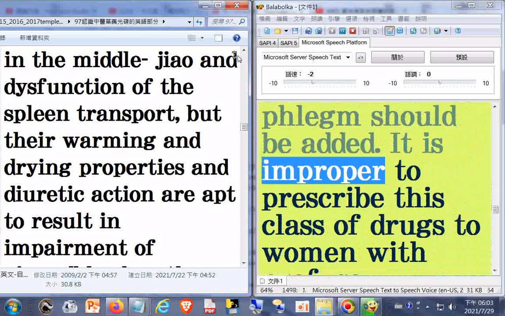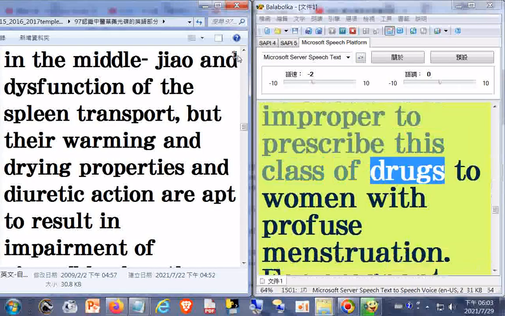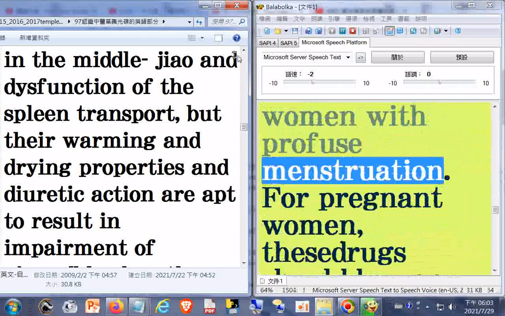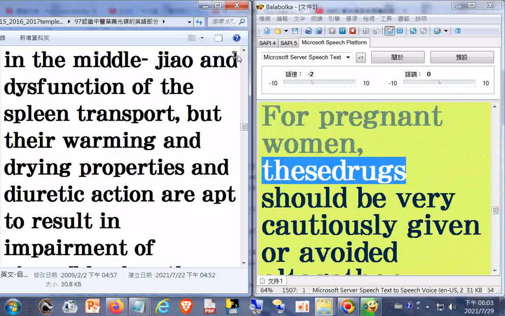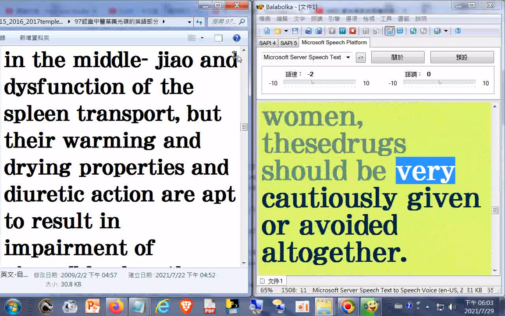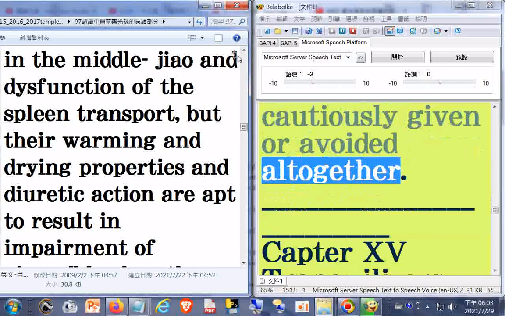It is improper to prescribe this class of drugs to women with profuse menstruation. For pregnant women, these drugs should be very cautiously given or avoided altogether.